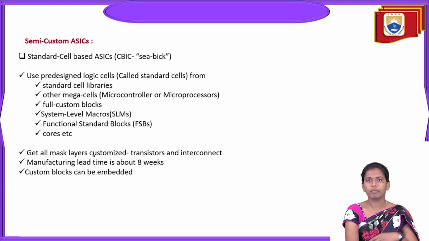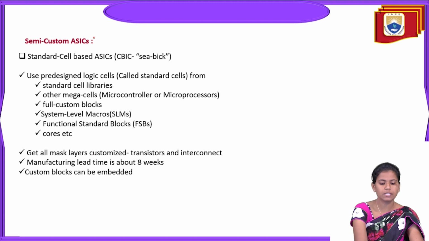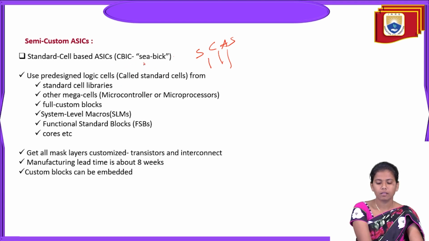And then semi-custom ASICs. So what are the semi-custom ASICs? Semi-custom ASICs consist of standard cell-based ASICs. So we call this semi-custom. In shortcut, we can call it CBIC, cell-based IC. So CBIC, in shortcut, we call this semi-custom ASICs.